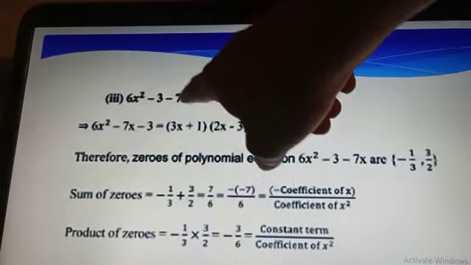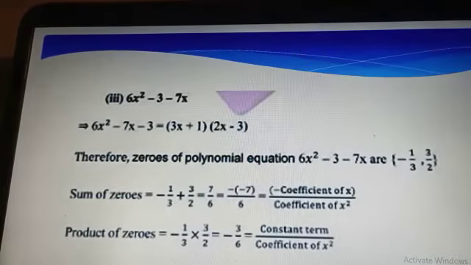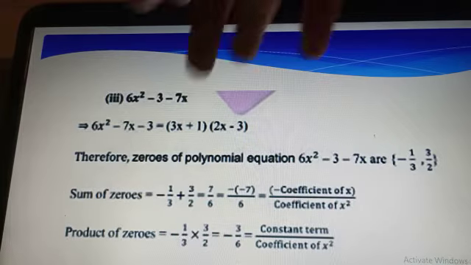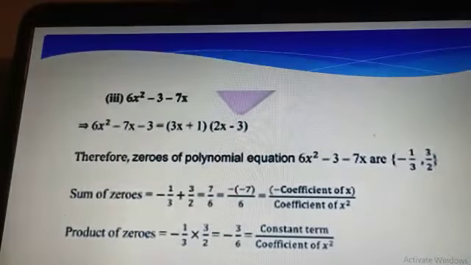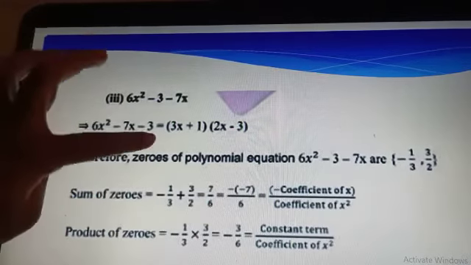6x square minus 3 minus 7x. Students, please observe this question is not given in the correct order. So first of all, we will rewrite this equation. We will write 6x square minus 7x minus 3, because we have to put it in descending order of the powers of x. After that, we will multiply 6 and 3.